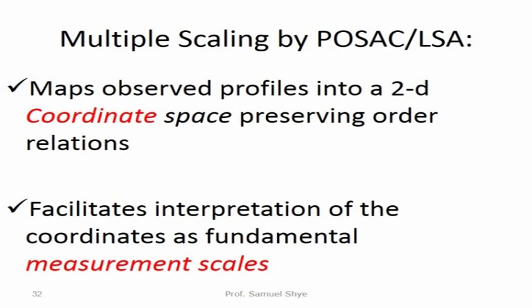Multiple scaling by Pozak. How do we go on from here? Multiple scaling by Pozak transforms the observed profiles into shorter profiles that preserve order relations, incomparability as well as comparability. Pozak maps the shorter profiles into a coordinate space of suitably lower dimensionality. The example I showed you was two-dimensional. And Pozak suggests procedures for interpreting the coordinates as fundamental measurement scales.